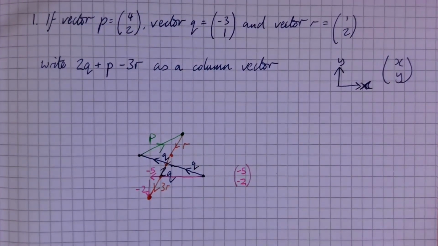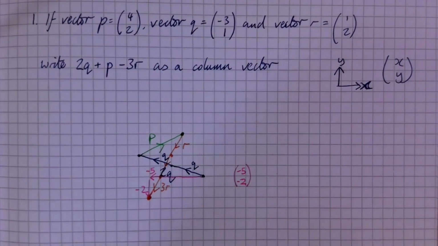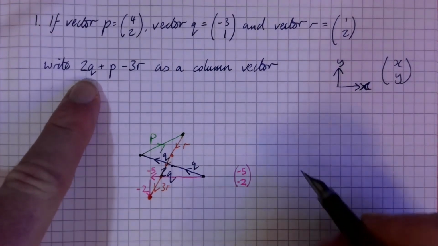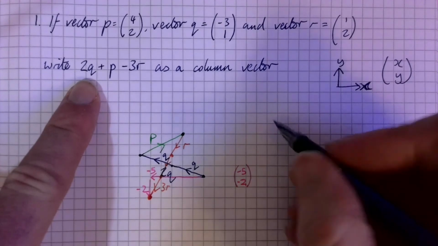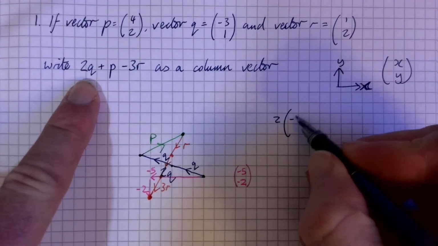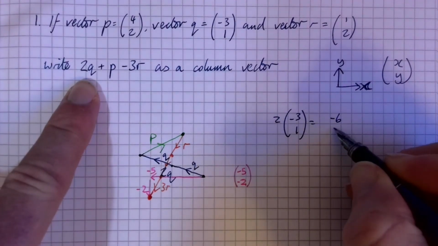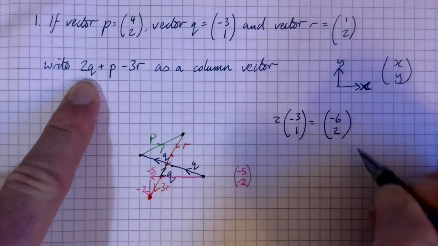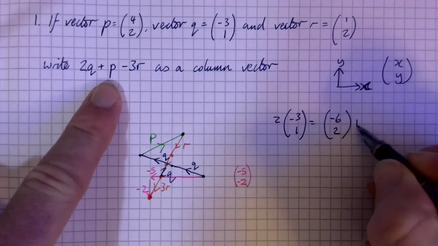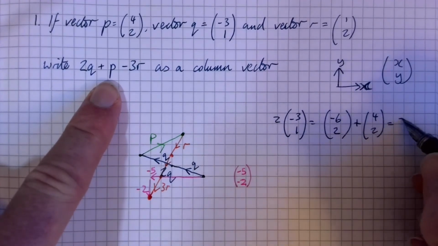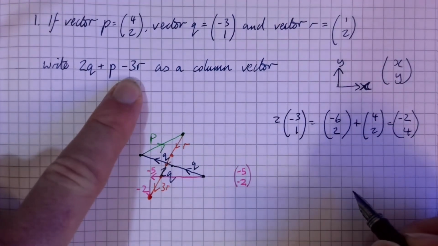Now, some people don't like doing it by drawing. Some people like to just be able to do it with numbers, and we are going to need to do that at some other questions as well. So let's just do that. So 2q would be 2 times both of those, which is negative 6 over 2 times 1 is 2. And then we are adding p, so if we add 4, 2, negative 6 plus 4 is negative 2, 2 plus 2 is 4, and then we're going to take 3r.